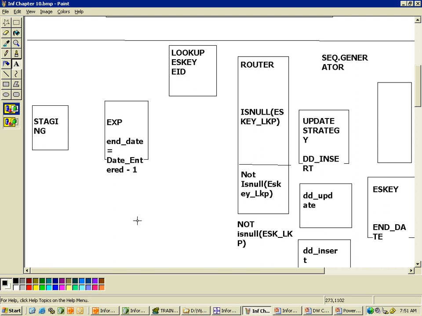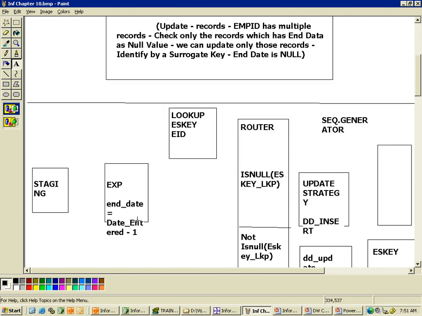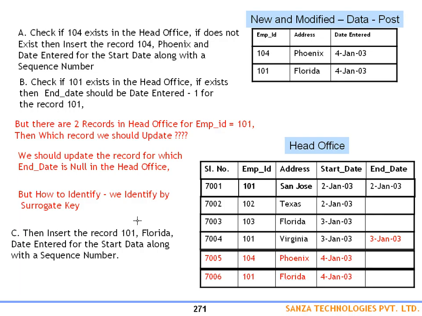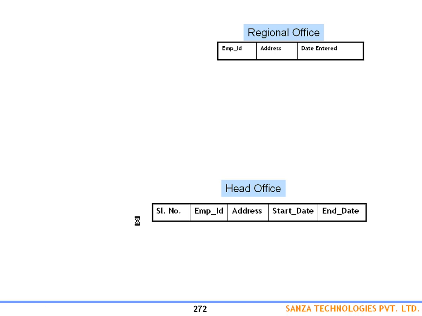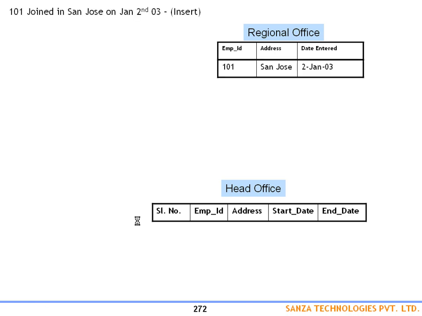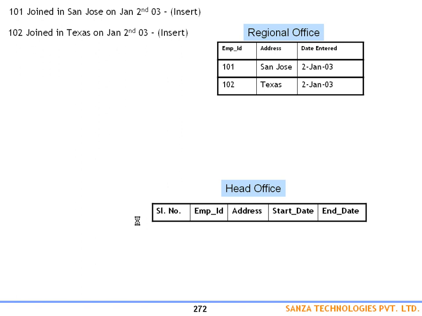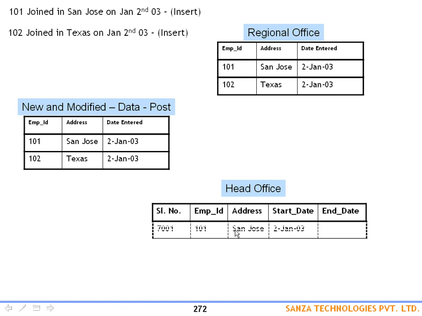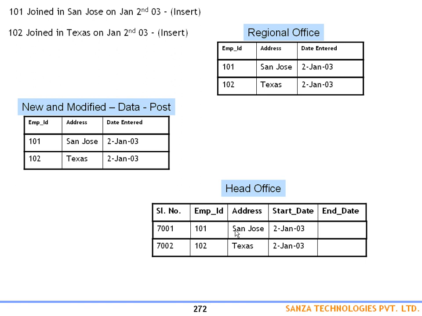So in your mapping, how will we do the logic? Let us do it step by step. Let's assume that two records are there in my regional office. They are sent to the staging area. Now we should understand this: your source, your staging, and from staging to the head office, how to insert the records.